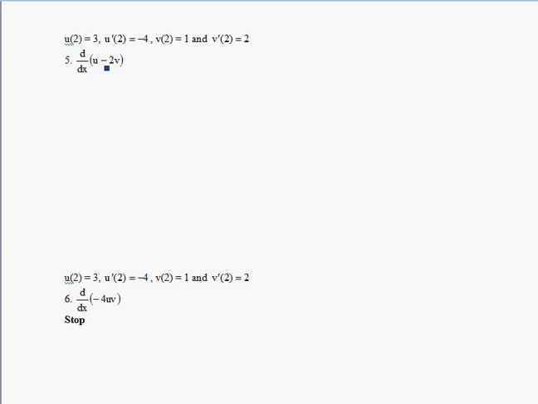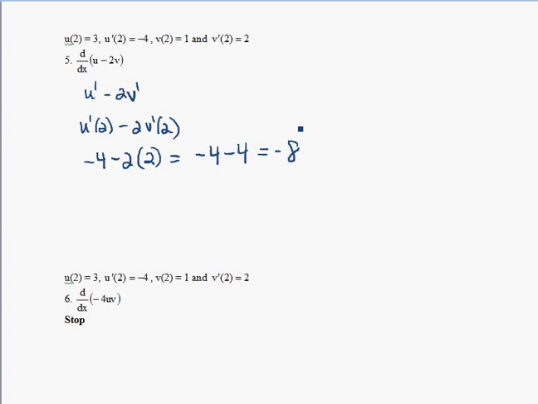So here we just have the difference of two functions, u and v. The derivative of this binomial here would just be u prime minus 2v prime. So we could rewrite it as u prime of 2 minus 2v prime of 2. u prime of 2 is -4 minus 2 times v prime of 2, which is 2. So that gives me -4 minus 4, which is -8.